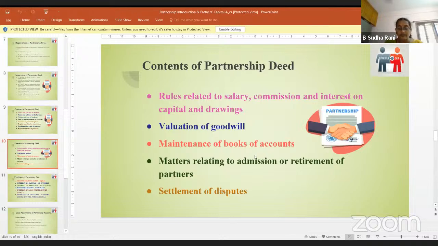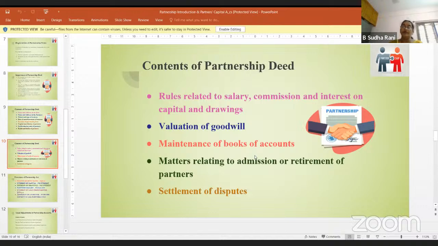Did you all understand? In writing. See, when it is oral, there may be chances of getting disputes among the partners. So they keep their agreements in writing. Once they keep their agreements in writing, we call it a partnership deed.